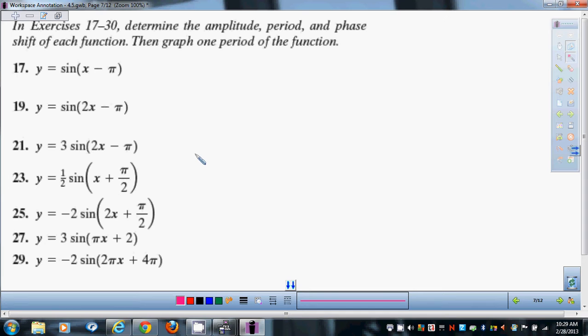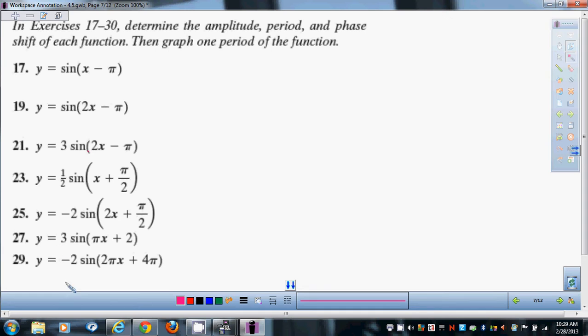Amplitude. I think it's actually 1/2. Is it a little too small for back there? I'll make it bigger. I apologize. Jocelyn, what about 25? Amplitude. Very good. Katie Beth, what about 27? And Brianna, what about 29? Very good. Those are our amplitudes.